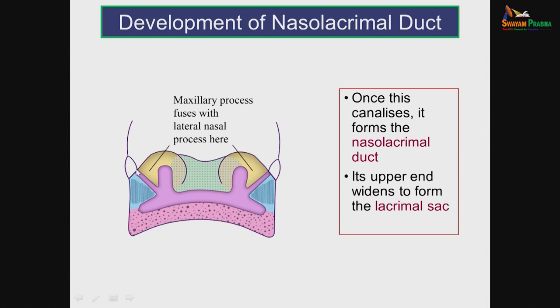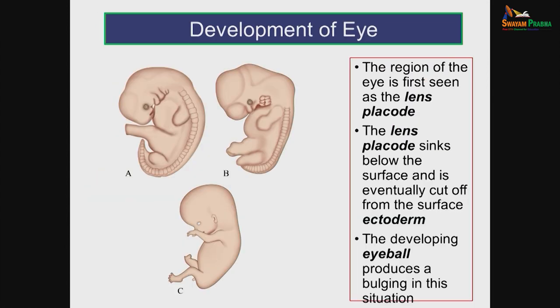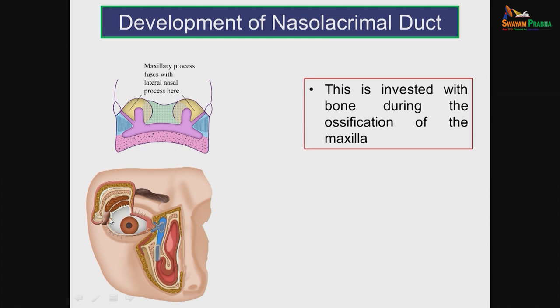Its upper end widens and forms the lacrimal sac close to the medial angle of the eye. You can see from this picture, the lower picture is in adults. This is the medial angle of the eye, and you can see the lacrimal sac. The nasolacrimal duct is invested by bone during ossification of the maxilla. Compare the position of the nasolacrimal duct during development and in the adult.